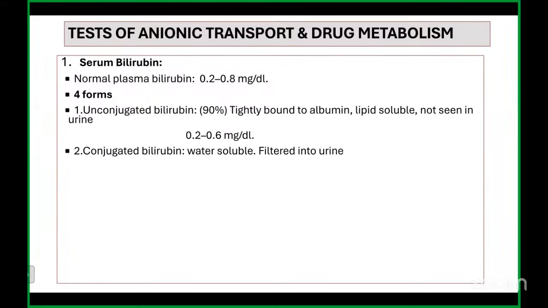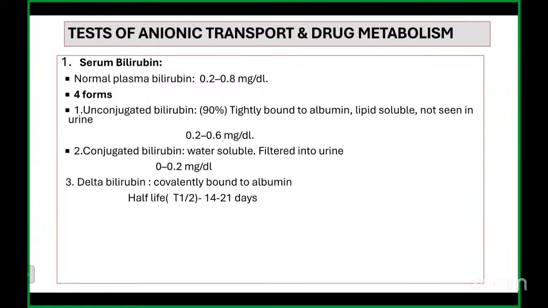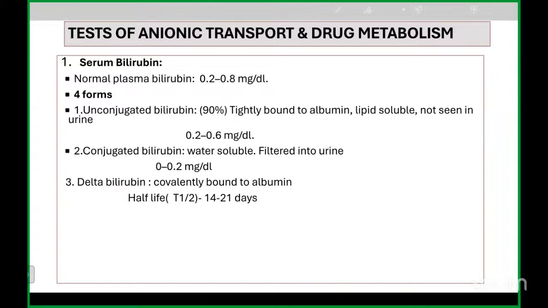Then this is carried to the liver where it gets conjugated. The benefit of getting conjugated is that it becomes water soluble and gets easily excreted in urine. Then there is something called delta bilirubin. Now delta bilirubin is covalently bound to albumin. So that means if we have very high bilirubin levels in any child, some percentage of it will be in the form of delta bilirubin.